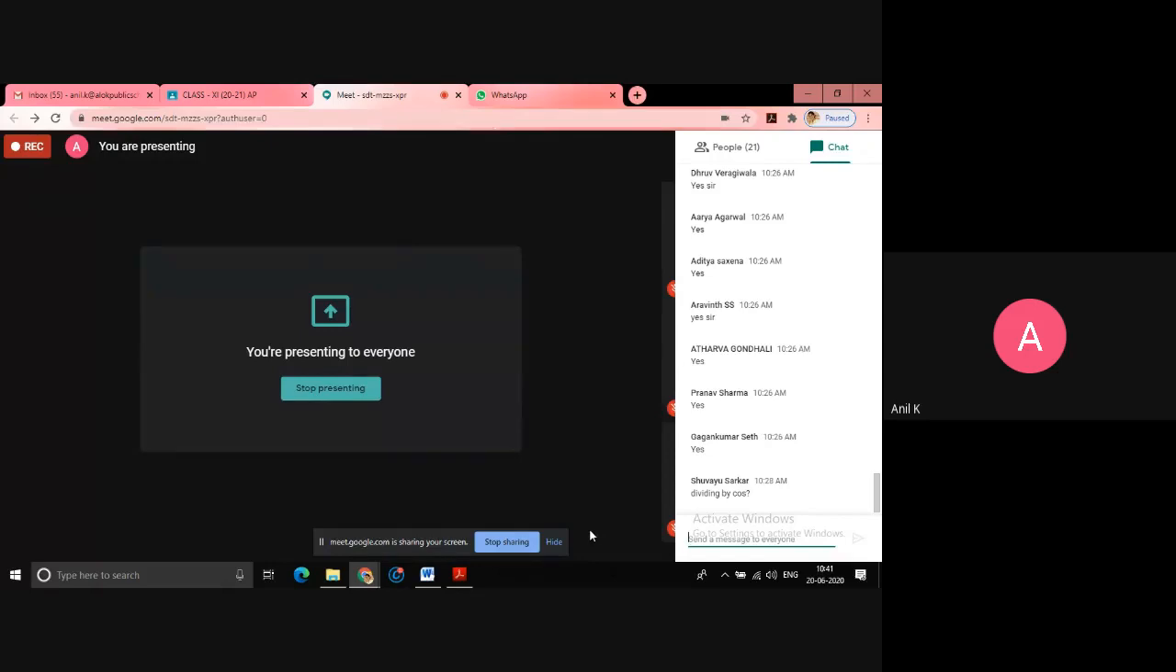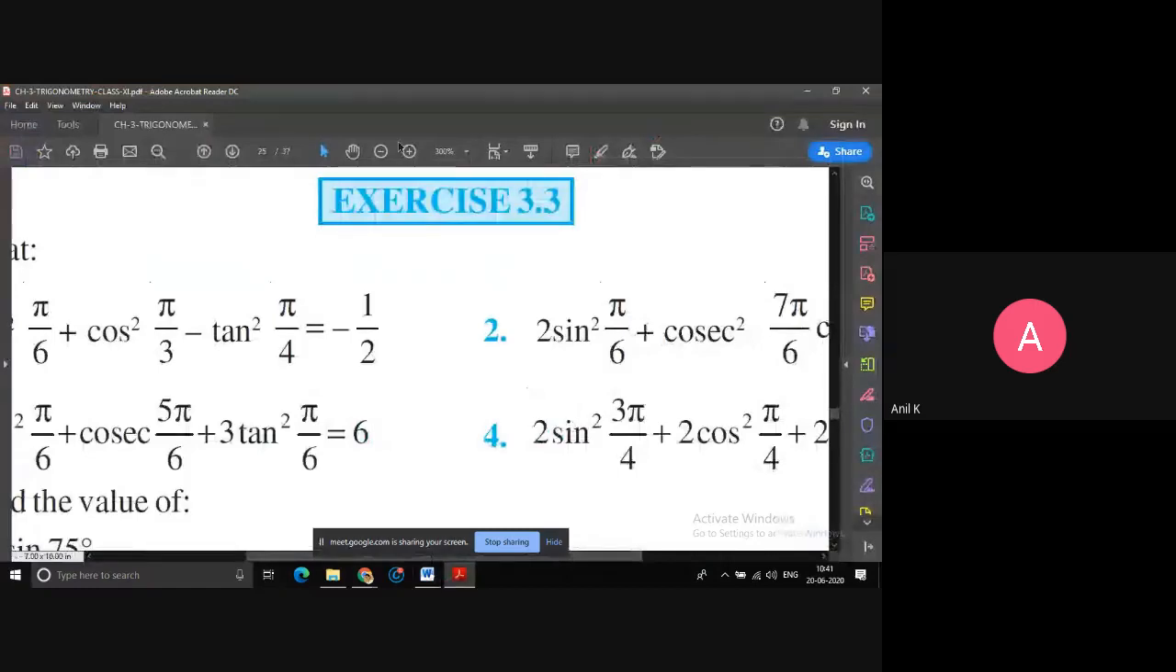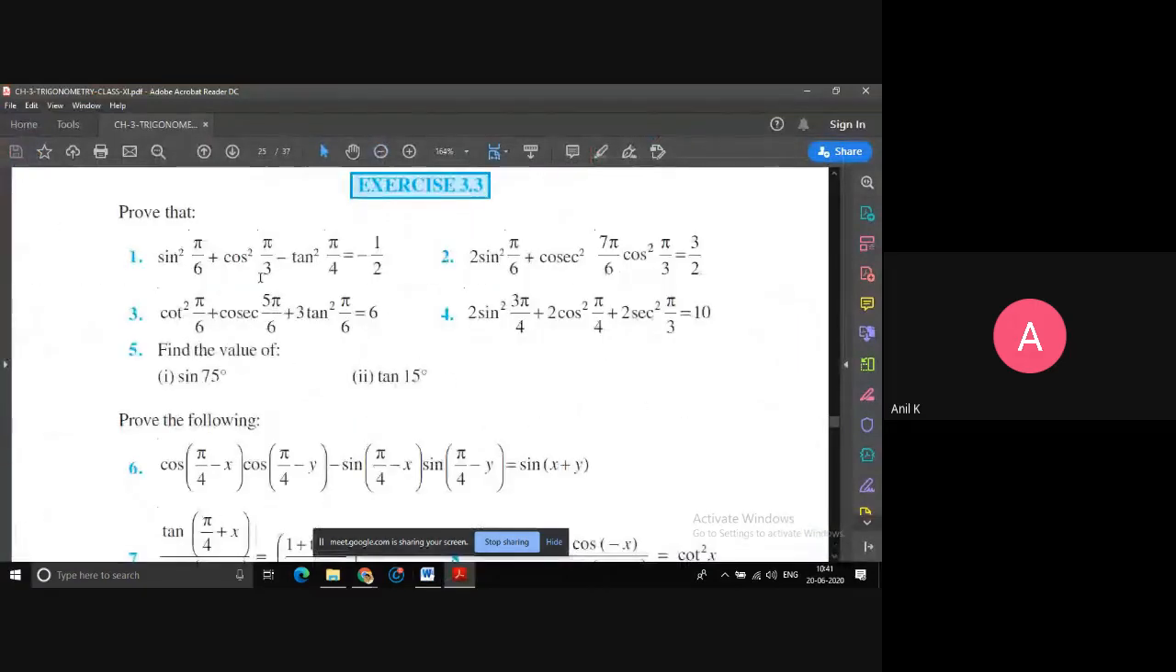But what you can do is write on paper and keep solving. Let me zoom in. Here, among the first few questions, you have sin square pi by 6. First, what is sin pi by 6? Sin 30 is 1 by 2. So 1 by 2 whole square will be 1 by 4, because sin square theta you can write as sin theta whole square. There is no problem in that.